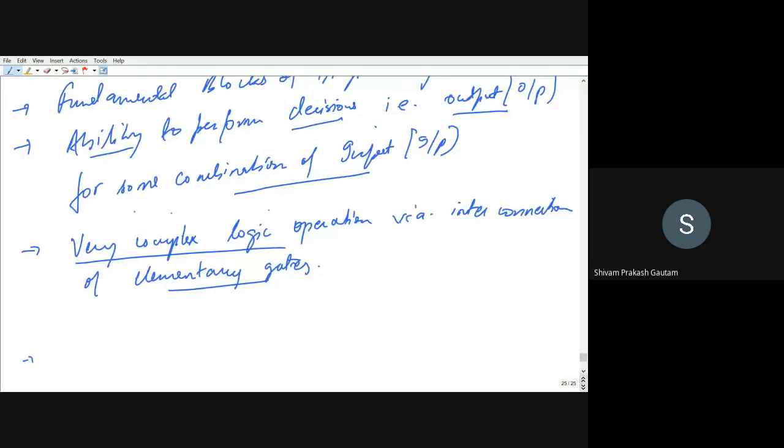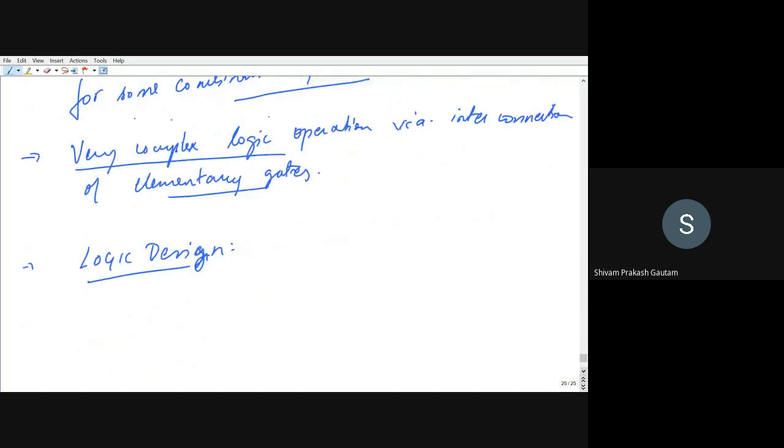Now there is one term which is called logic design. What does logic design mean? So logic design means it is an interconnection of gates to perform a variety of logical operations.